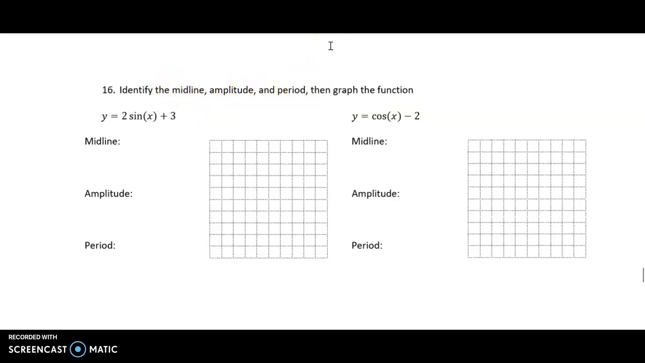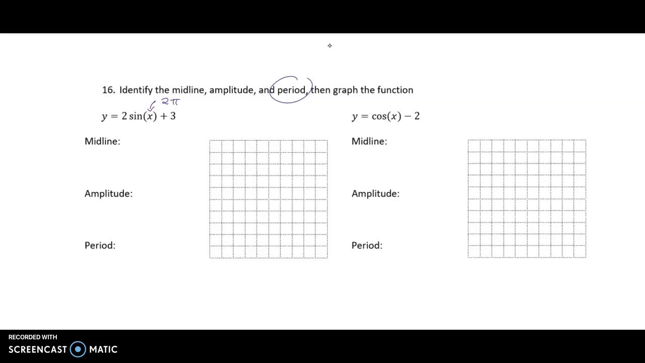There's one thing that you should know about the period, and that's that when I just have a sine x or a cosine x in one of these, the period is always going to be 2 pi. Remember, we graph these in radians. We're not graphing them in degrees. I've talked a little bit about why the period is what it is in the previous video for number 15.